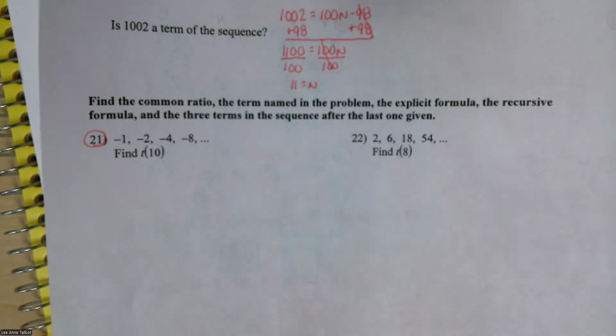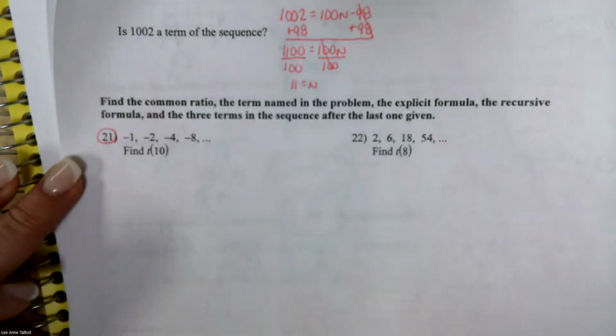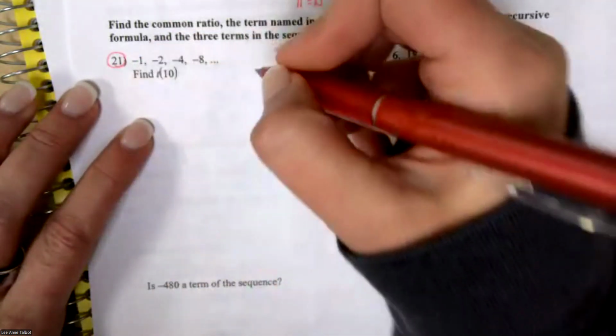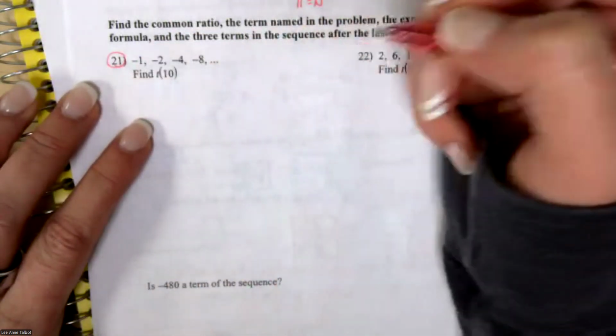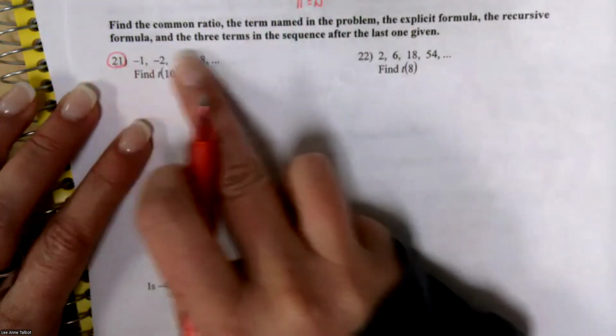Okay, all right, now we're going to do number 21, and then we get to put sequences aside for the day, which is great. And then I'll give you our class agenda. It's going to be awesome. I have a joke. It's about toasters. Okay, find the common ratio, the term named in the problem, the explicit, recursive, and three terms.